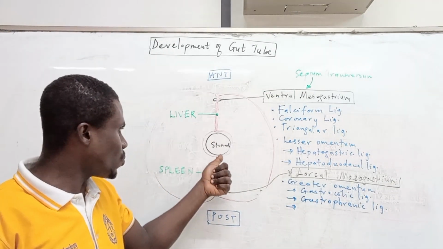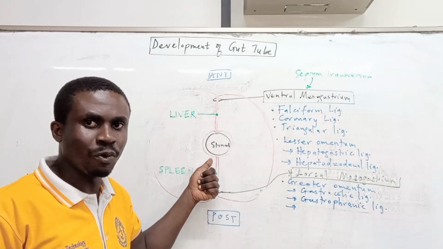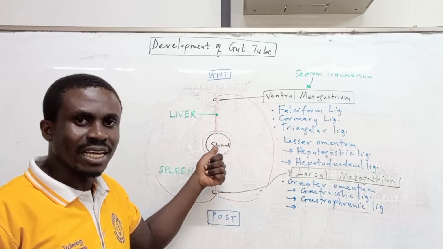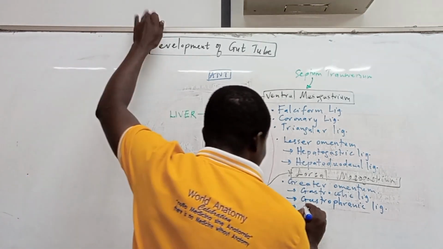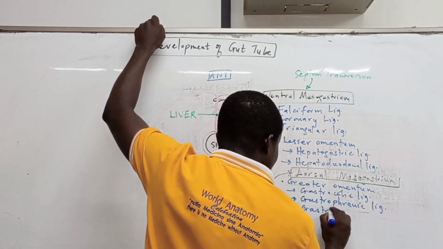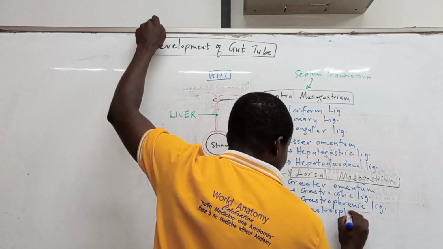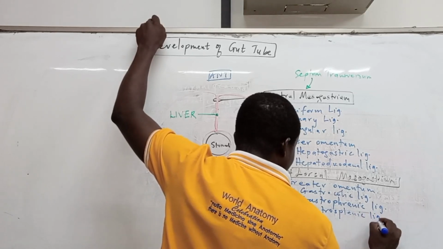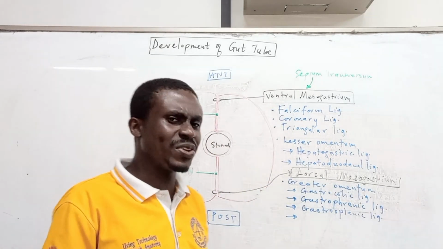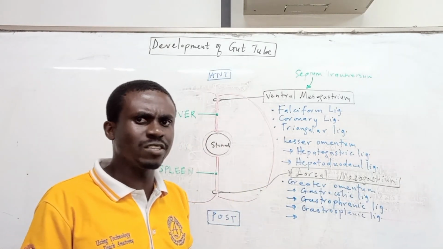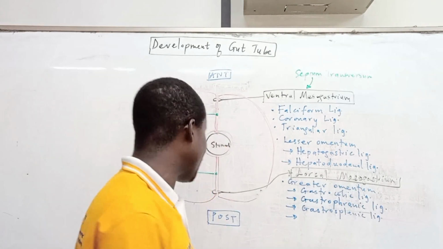Now, if you look at this one over here, from the stomach to the spleen, there's a ligament. What do you think is the name of that ligament? Gastrosplenic ligament. Something we can also call gastrolienal. Anytime you hear the word lienal, it has to do with the spleen. But usually, what you'll be seeing is gastrosplenic ligaments.